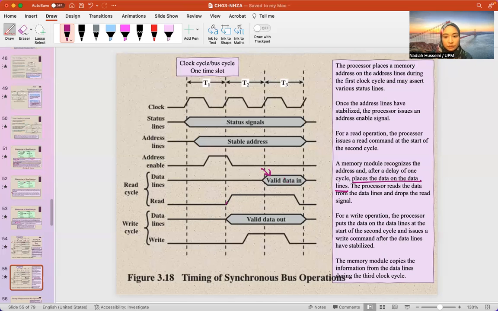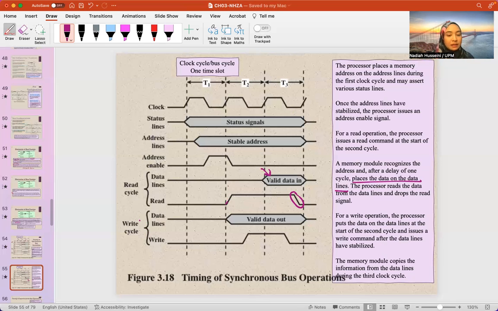Okay, so this is for the read. Then the processor responds and reads the data from the data line and drops the read signal. So here you can see that the read signal is dropped because it is done reading the data from the memory, and then the memory ends. Okay, so that is for the read cycle. I'm going to go over this again, don't worry.